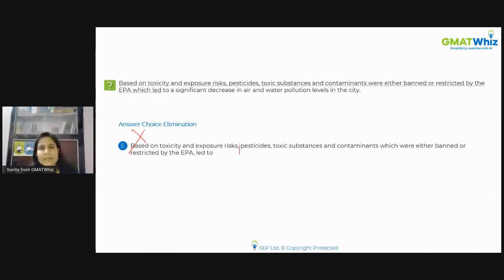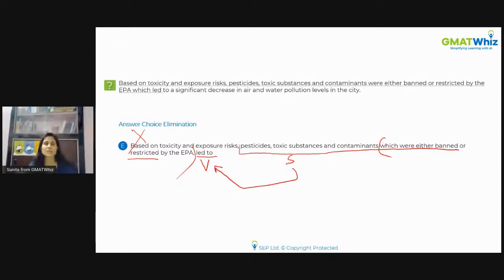Pesticides, toxic substances, contaminants, which were either banned or restricted, is fine. Then "led to" is the verb, and this is the subject, because this part is basically a modifier now. So the subject says pesticides and contaminants led to a decrease in air and water pollution. So E is also incorrect. The subject and the verb do not make sense together.